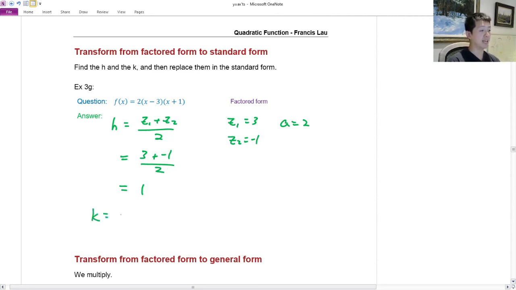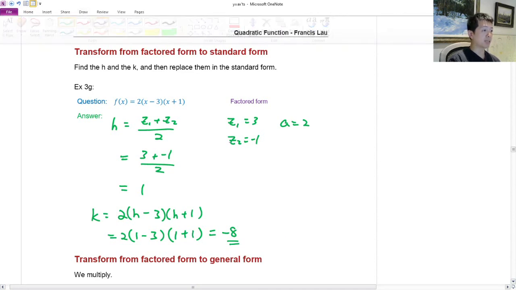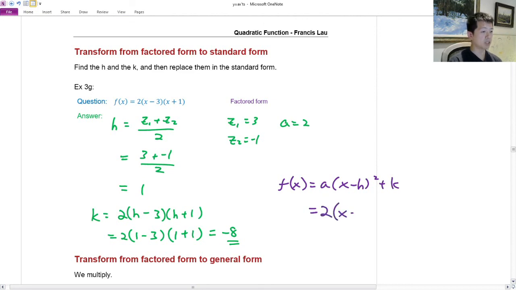Now to find my k, again, I just need to plug in the h inside the x, which is, I plug in 1, right? So the equation is x minus 3, x plus 1, and all I have is 1 minus 3 and 1 plus 1. And this is going to give me 2 times minus 2 times 2, which is minus 8. All I need to do now is plug it in. f of x equals a times x minus h squared plus k, right? That's the standard form. And a is 2, so 2 times x minus 1 squared minus 8. And this is my final answer.